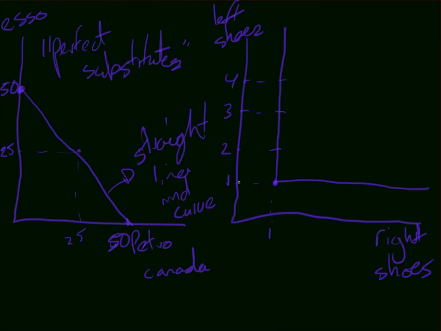But can I go this way? No, not exactly. If I were to go down to one left shoe and zero right shoes, well, then I'm definitely down a satisfaction level. So this would be one indifference curve. And then maybe having two pairs would be the next indifference curve, and so on and so forth.